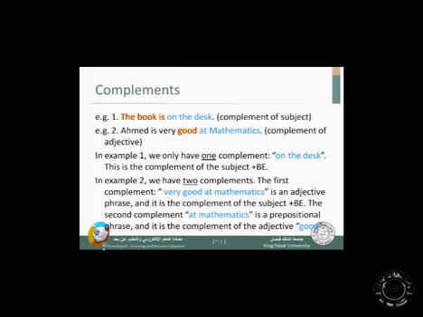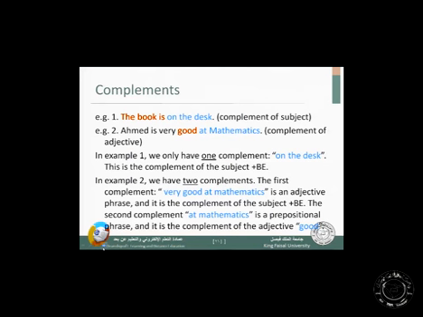Another source of complication, or something that one of your colleagues asked me about, is complements. So what is the difference between a complement of a subject and a complement of an adjective? So look at these two examples. The book is on the desk. And another example, Ahmed is very good at mathematics. Okay, in example 1, we only have one complement. And if you remember what we said about complements, they are necessary parts of the sentence. We cannot remove complements from the sentence.